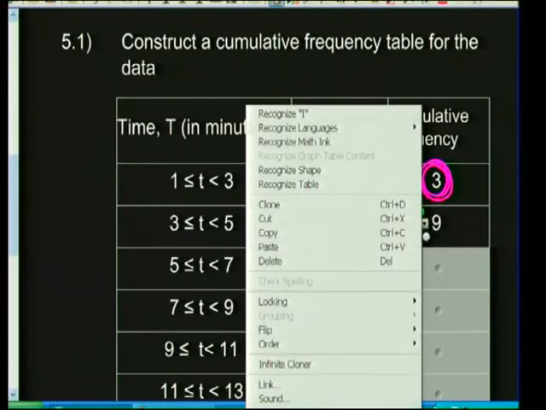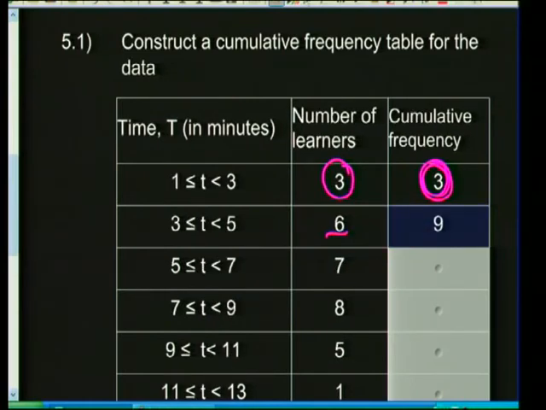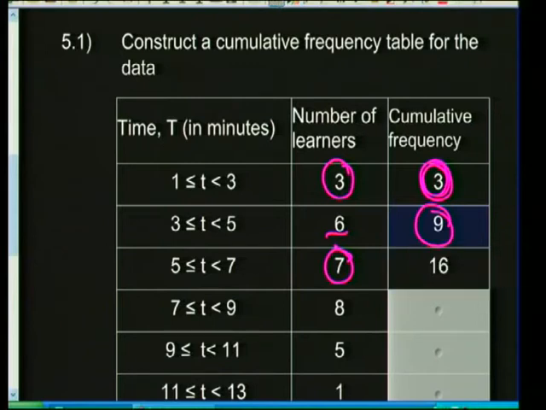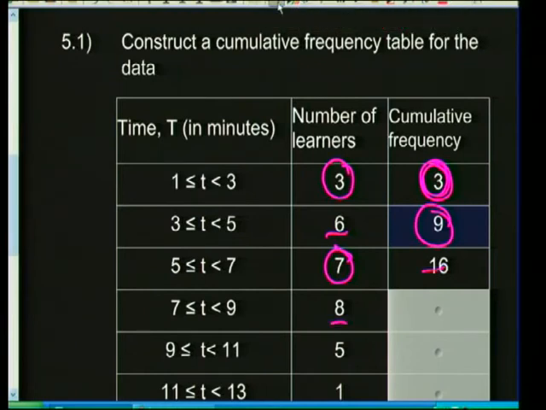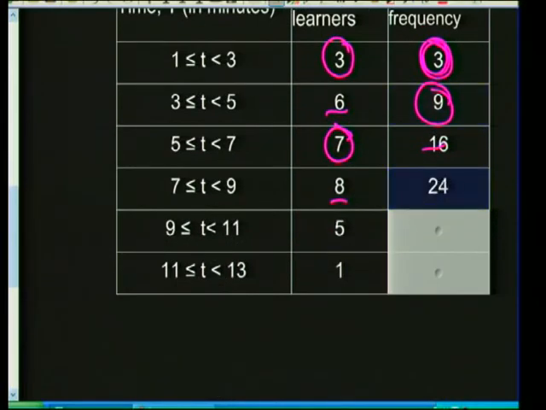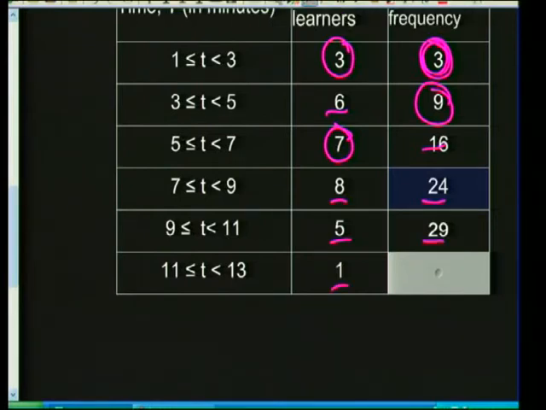9. Okay, let's get rid of that. Right, so it gets us to 9. We then do the same thing. We take 9, and I add it to the 7 in the frequency column, and that will give me the next cumulative frequency of 16. We take 16, I add it to 8, and it gives me the cumulative frequency of 24. 24 plus 5, so our cumulative frequency of 24 plus our frequency of 5, and that gets us to 29. And finally, your 29 plus your 1, and that gets us a cumulative frequency of 30, okay?